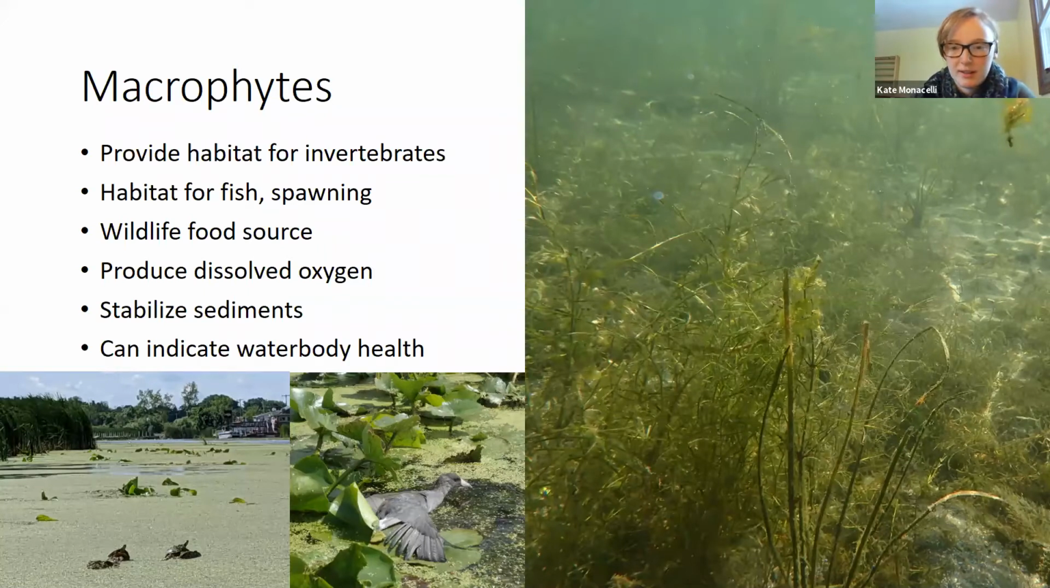They produce dissolved oxygen, which is also important for all of the wildlife associated. They also stabilize sediments, so the water won't be nearly as turbid if there's plants and roots to help hold the dirt down. And depending on the species, it can also be an indicator for the water body health.